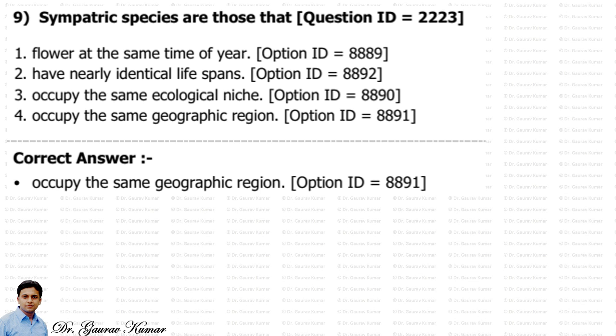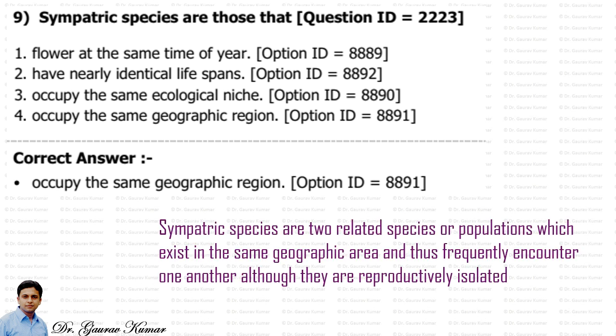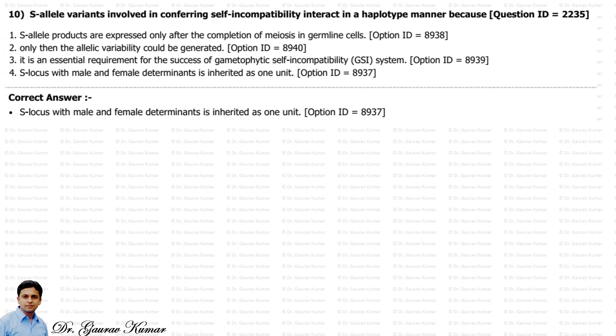Next question, sympatric species are two related species or populations which exist in the same geographical area and thus frequently encounter one another although they are reproductively isolated. Next question, S allele variants involved in conferring self-incompatibility interact in a haplotype manner because. The answer is because the S locus with male and female determinant is inherited as one unit.